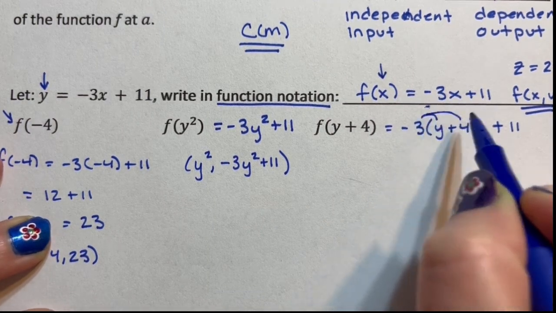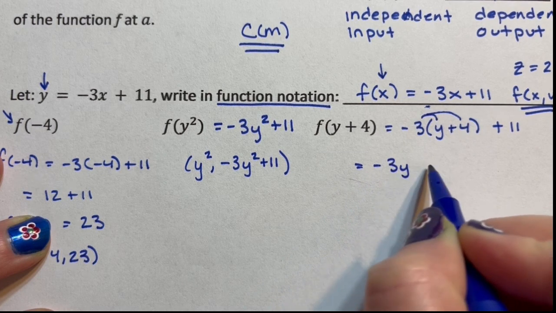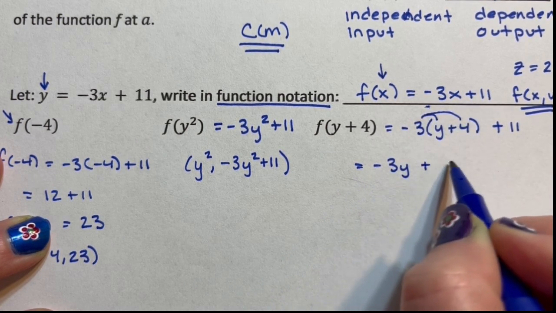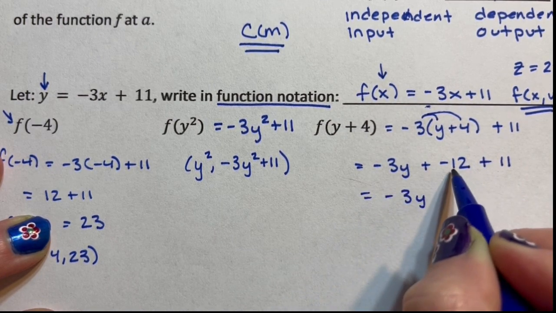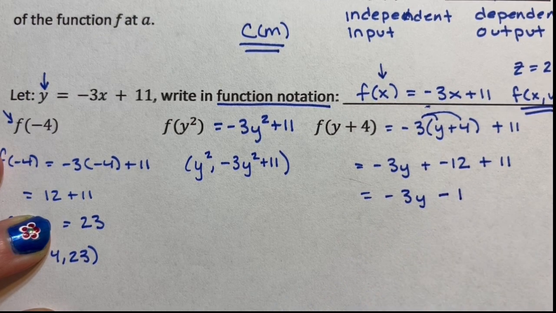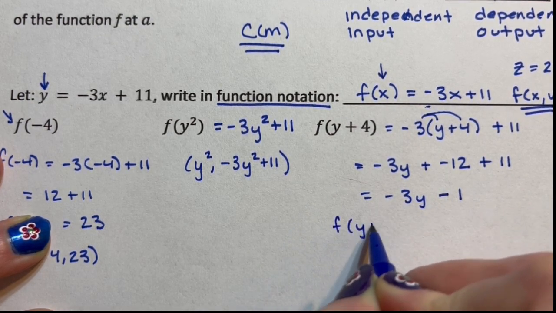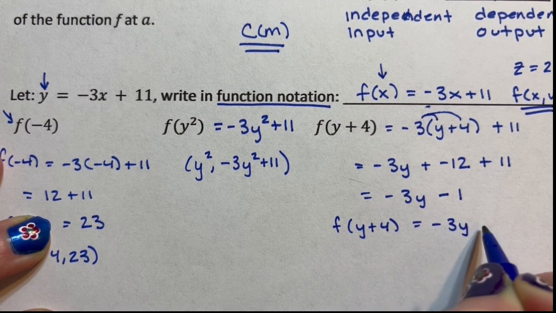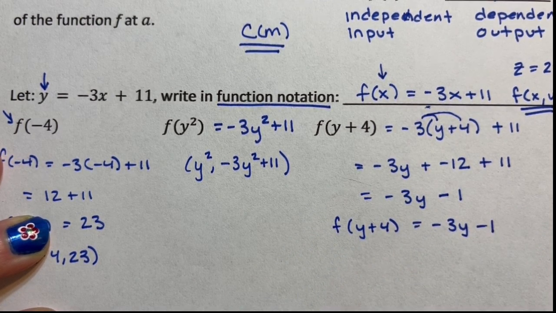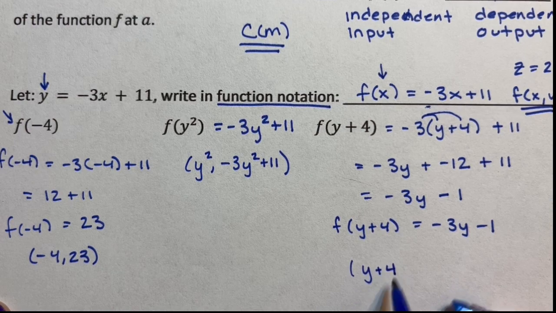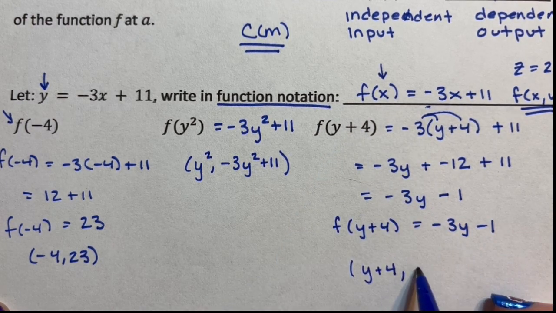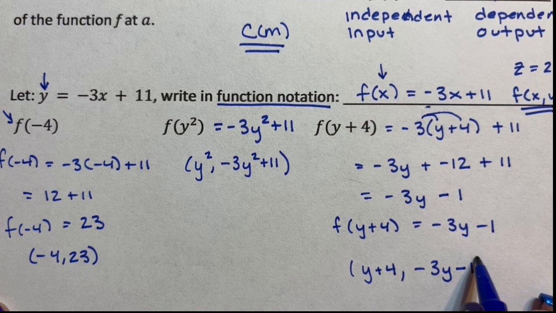I'm going to distribute this negative 3 in, negative 3y plus a negative 12 plus 11, so that I have negative 3y, let's see, a negative plus a positive, that's going to be a minus 1. So f of y plus 4 equals negative 3y minus 1. Again, this is a fine answer. You can leave it right there if that is all you are requested to do. If you are asked to find this ordered pair, go ahead and put my input in as y plus 4. That's the input of my problem. And the output is negative 3y minus 1.